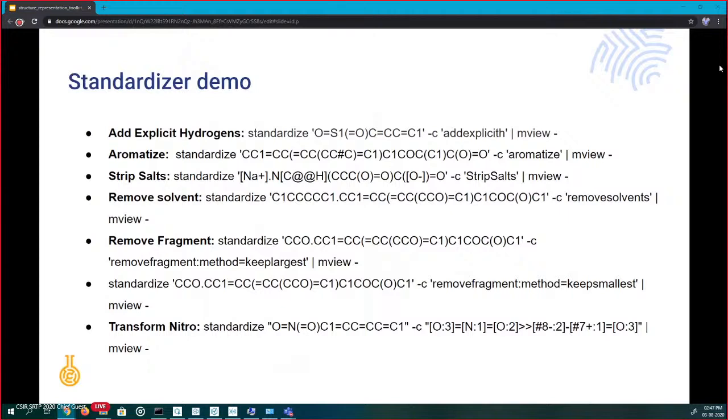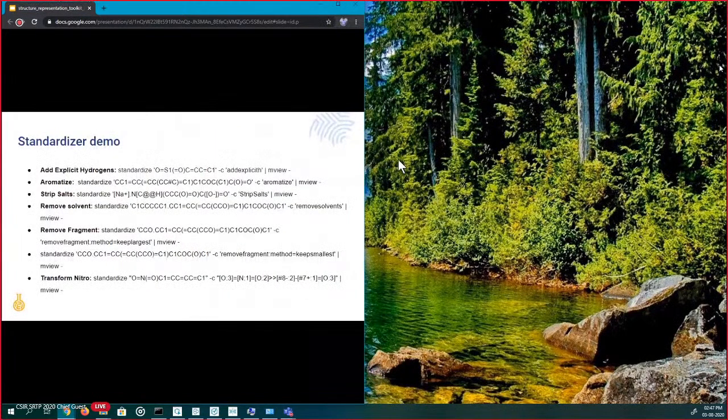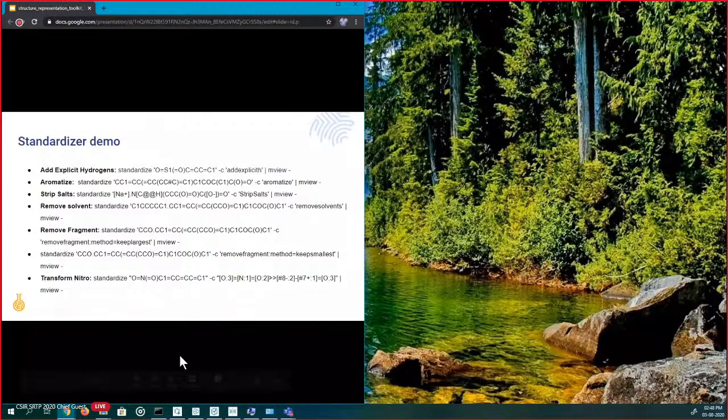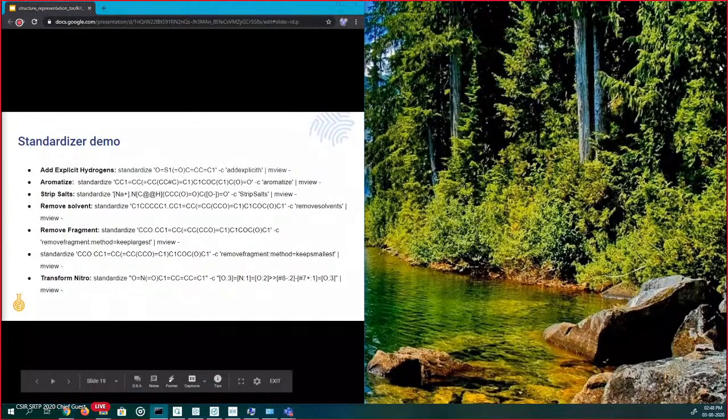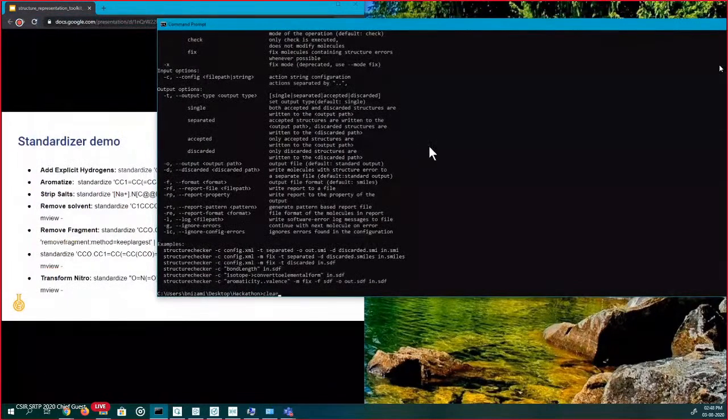So with this, I will switch to the demo now, and I will show you how you can do this whole thing. As I mentioned in my slide, these are available from the command line also. So mostly I will show you these things through the command line, but you should not forget that they are also available within Instant JChem. They are also available in KNIME, which we will show in later sessions. So let me just quickly bring out my command line. So this is my command line here.